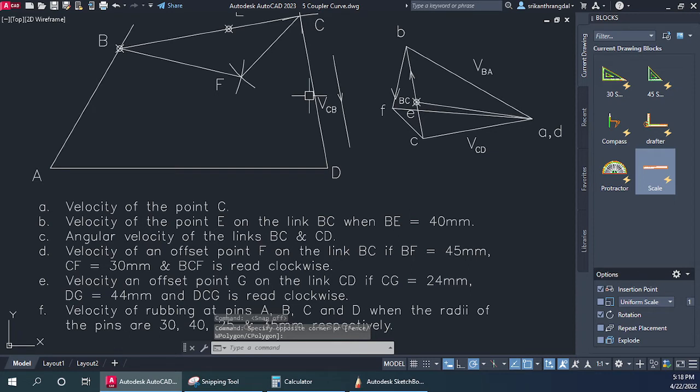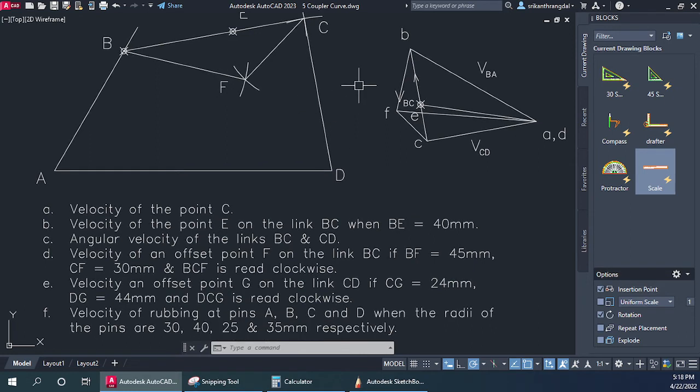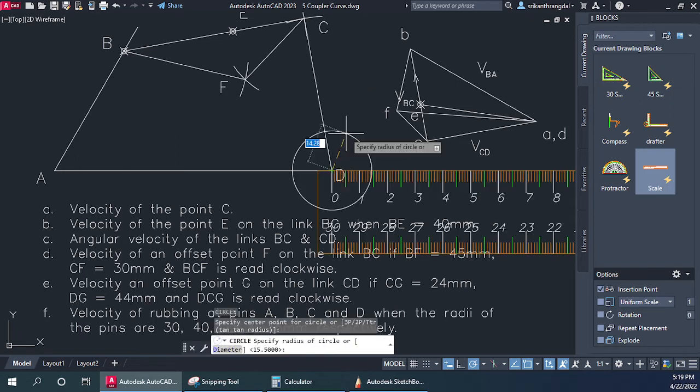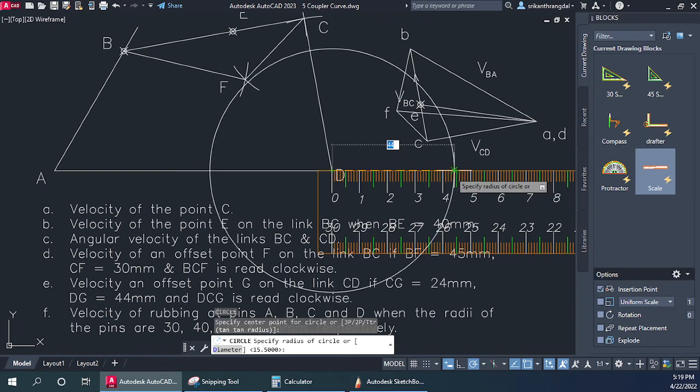And G, where is it going to appear? It's going to appear such that DCG is clockwise. So DC and G has to come clockwise. That means it's going to be outside. So let's again take the scale. Okay, just going to avoid rotation. Just going to take the scale here, and I need to draw an arc of length, how much? From D, it's going to be 44. So let's go ahead and draw 44.